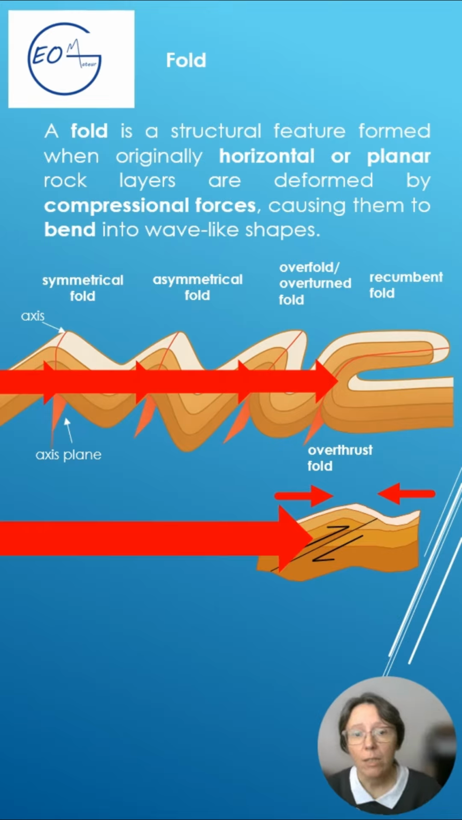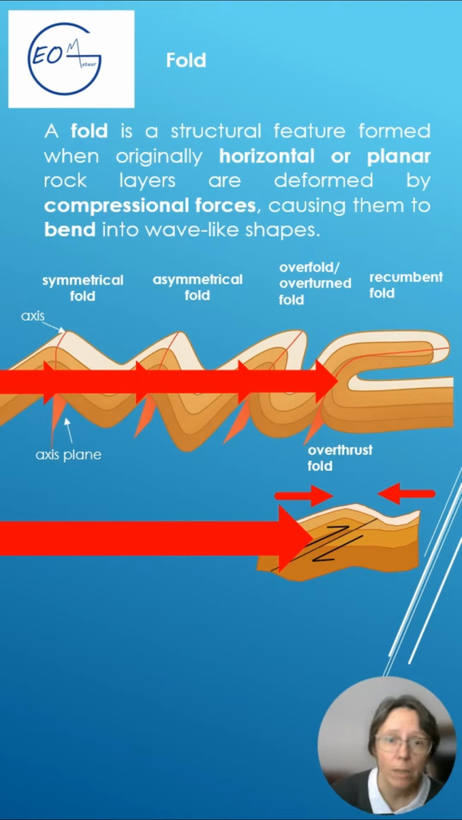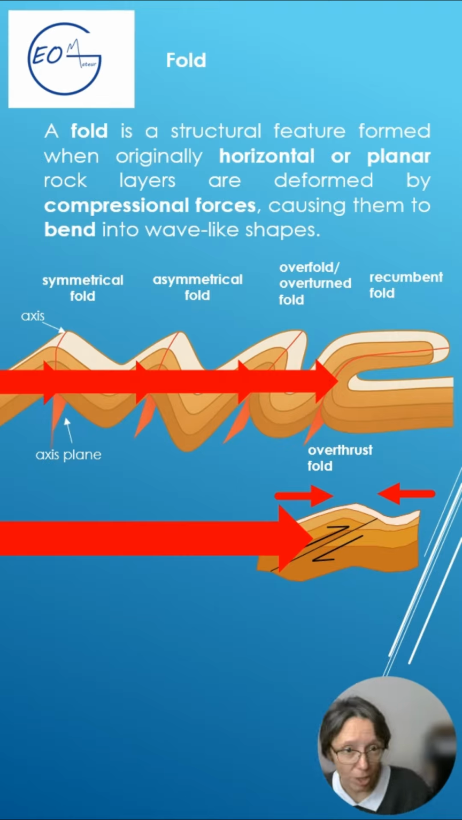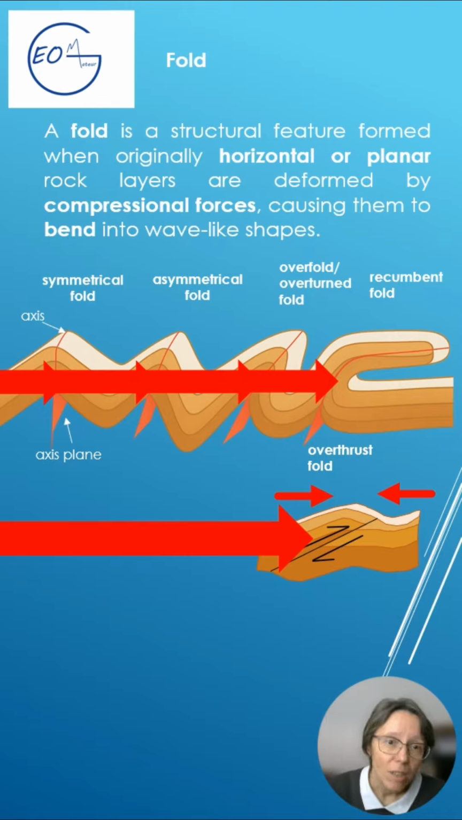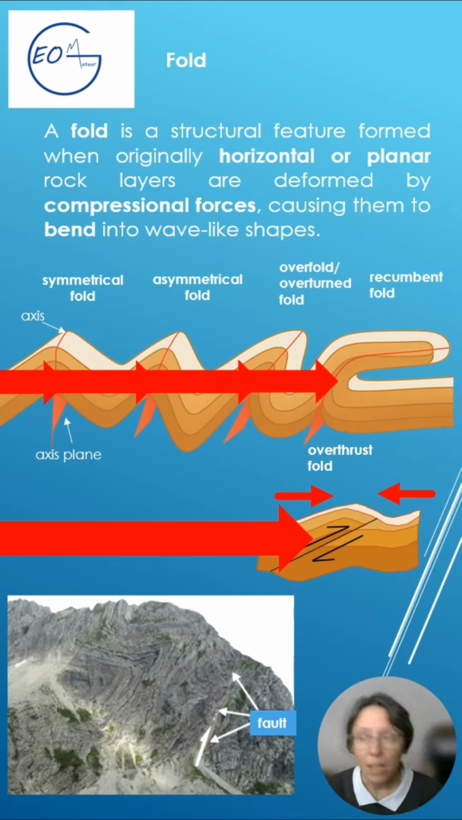But if the stress exceeds the rock strength, these folds can no longer accommodate the strain by bending alone. At that point, the folded masses fracture and faults develop. What leads to overthrust fault formation? That is a distinctive feature. Recumbent folds and overthrust faults may lead to nappe formation.